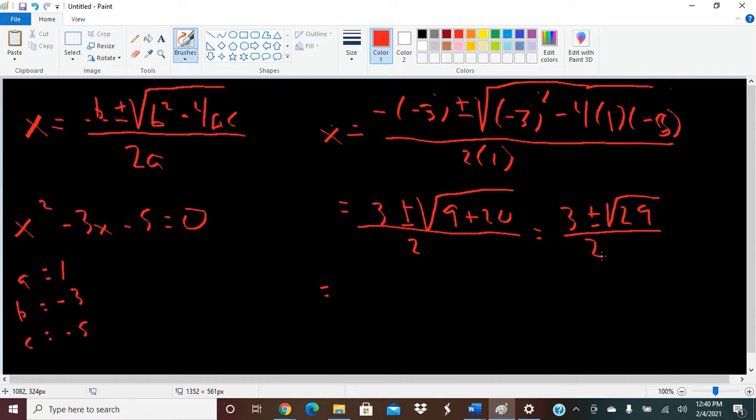And to break that down, we could simply say 3 halves plus root 29 over 2, and 3 halves minus root 29 over 2. And that's how we use our quadratic equation, our quadratic formula.